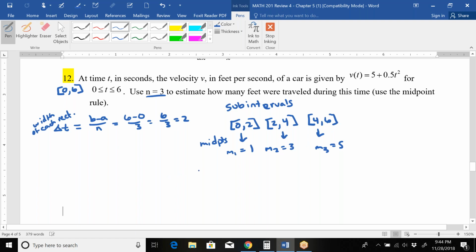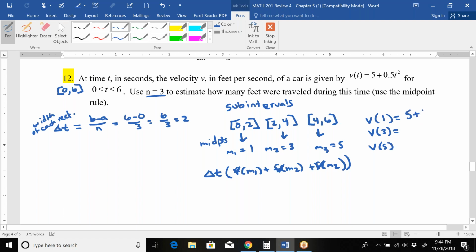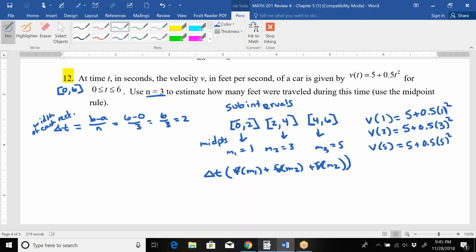Now the formula says, to find your midpoint rule, you take the delta t and you multiply it by each of the midpoints evaluated in the function. Remember, that gives us the height of each individual rectangle. So you just need to come over here to the side, and these are all v's, I should say, not f's, because our function was v of t. So you would put v of 1, then v of 3, and then v of 5. So this is 5 plus 0.5 times 1 squared, and then 5 plus 0.5 times 3 squared, and 5 plus 0.5 times 5 squared. So we want to work each of those out.